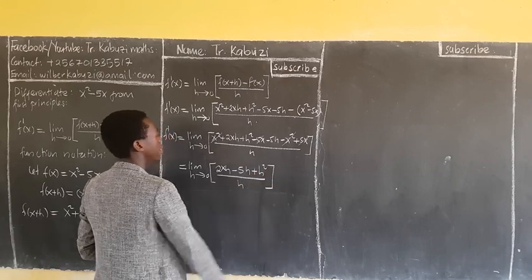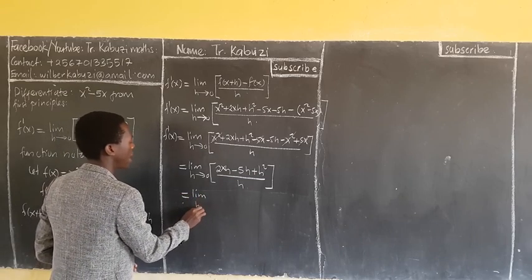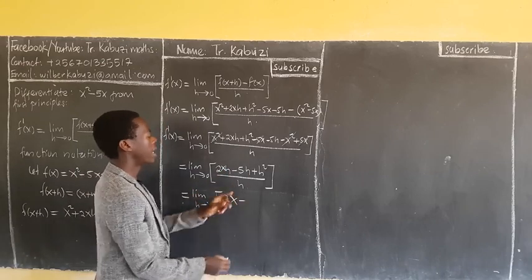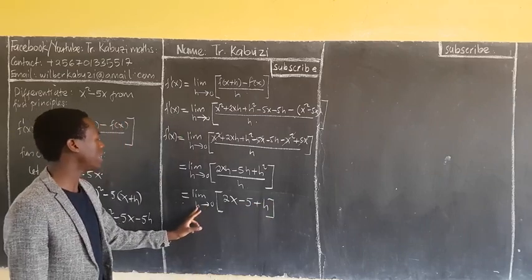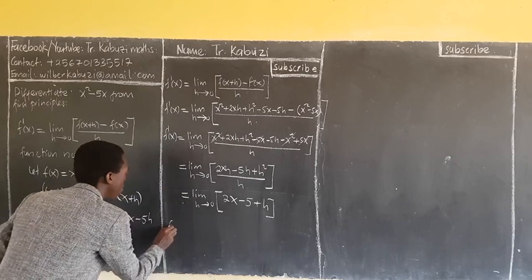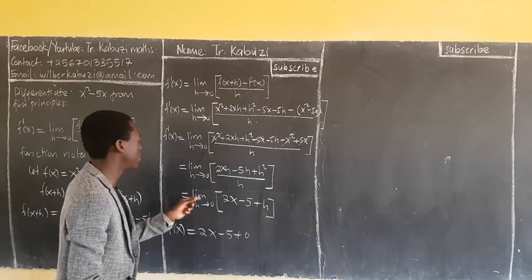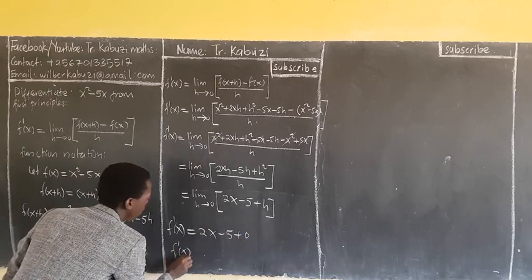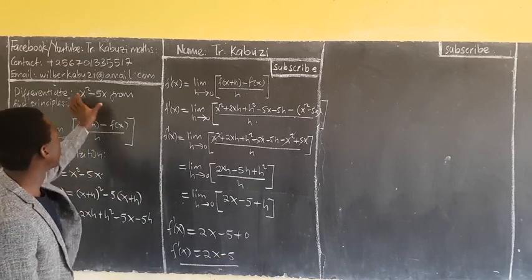Now we can divide this by h, which gives us the limit as h tends to 0 of, when we divide by h, we get 2x, by h here we have 5, then by h here we have h. Now when we substitute h tends to 0, we shall have our full derivative. So f prime of x will be 2x minus 5 plus 0. This one disappears when we substitute 0 for h, and now your f prime of x becomes 2x minus 5. Remember, that's how we use the function notation to differentiate.